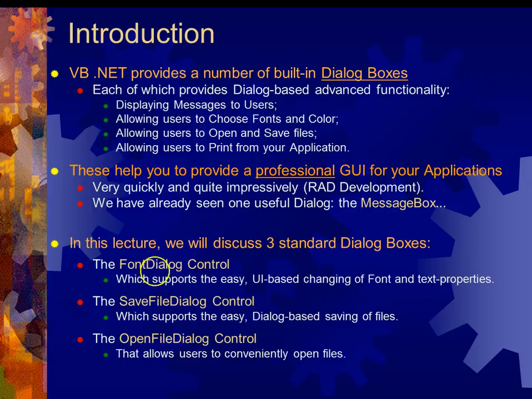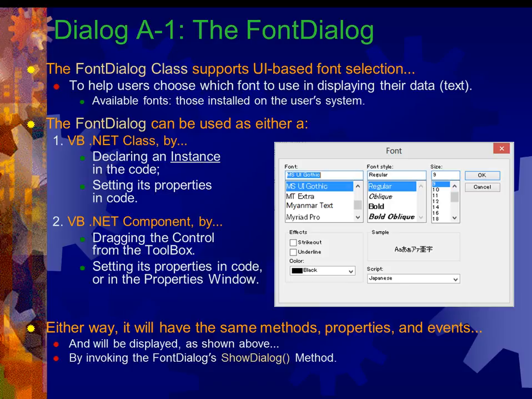So basically what we're going to do is add a font dialog control box. We're going to add a save file dialog control box, which allows you to save a file onto the hard drive. And we're going to add an open file dialog control box, which allows you to open a file from your desktop or from your computer, from your hard drive. Okay? So here's the first one, and here's what it's supposed to do.